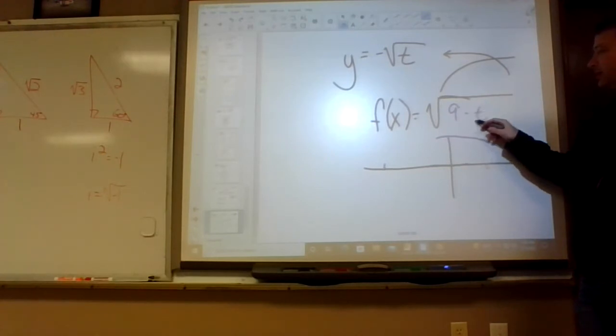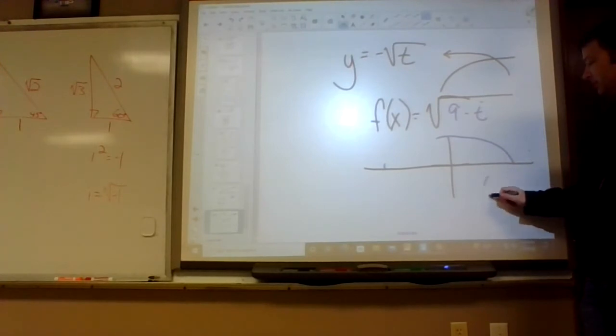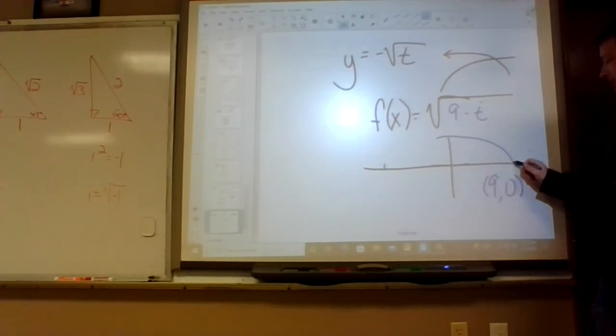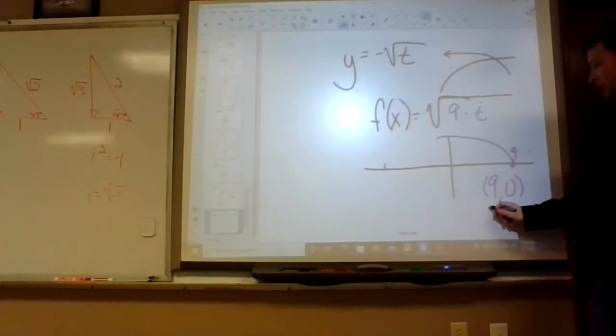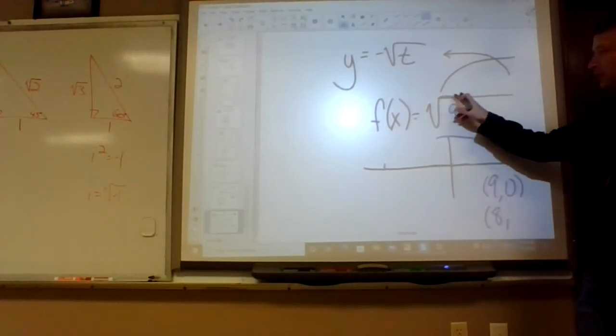If I put a 9 right there, what do I get? 0. So 9 gives zero, so that'd be like right there. And if I plug in, let's say, 8, what do I get? 1. 9 minus 8 is 1, so the square root of 1 is 1, right?